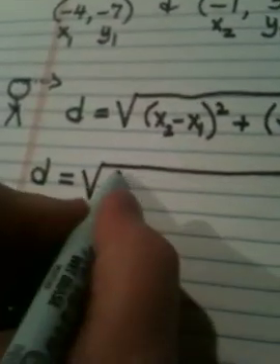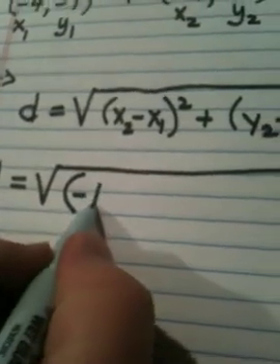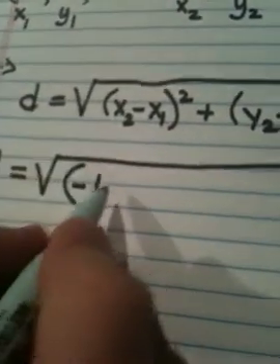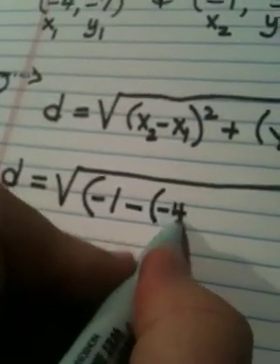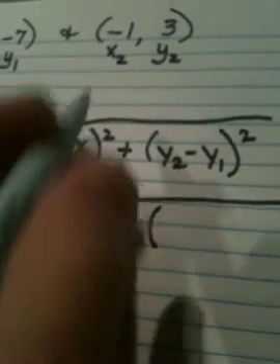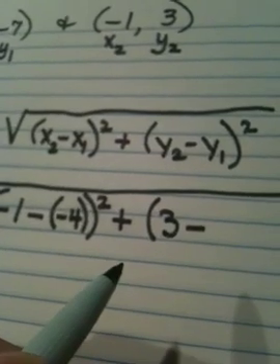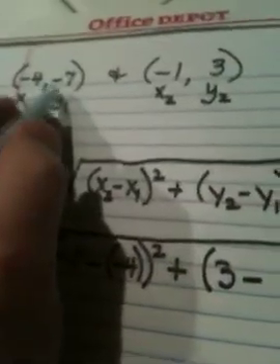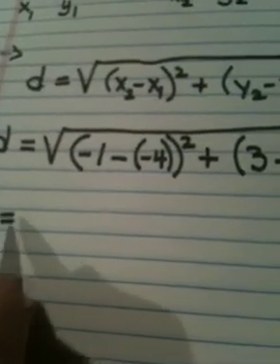It's the square root of. Put your paren. X sub 2 is -1. Plug it in. This minus comes from the formula, so you write it down. X sub 1 is -4. Then we put the squared. Plus, in parens, y sub 2 is 3. Minus comes from the formula. Y sub 1 is -7. And we put the squared. So you see what I did is I simply plugged in very carefully. And I didn't skip steps.